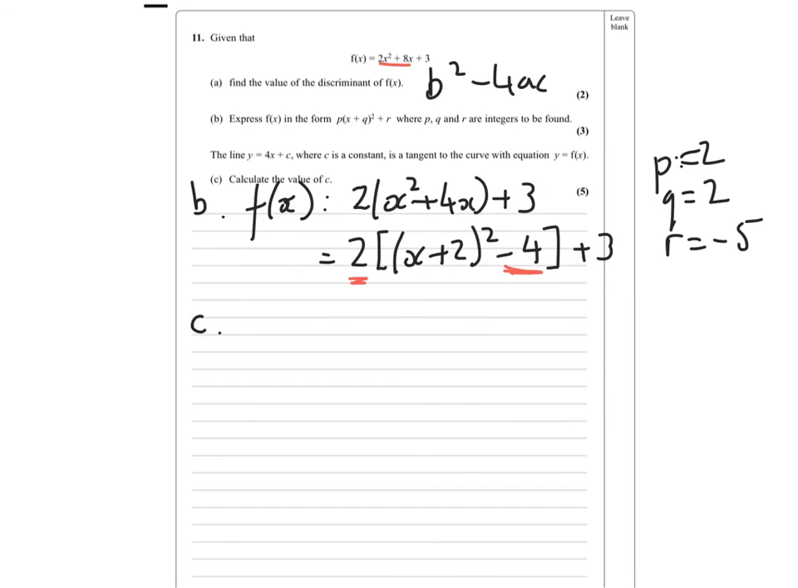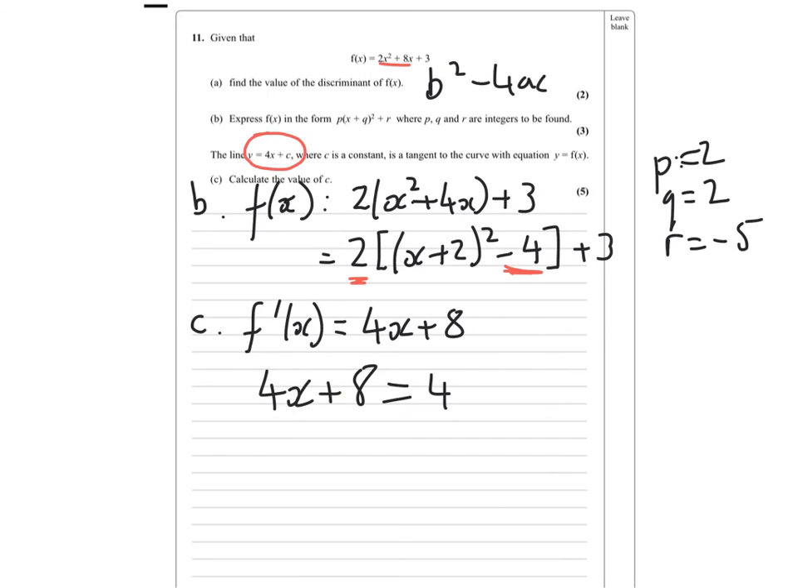Now it says the line y equals 4x plus c, where c is a constant, is a tangent to the curve with the equation. So you have got to differentiate. So you've got to find f dashed of x, because that gives you the gradient function. We end up with 4x plus 8, and you need to make that equal to 4, because it already tells us that the gradient equals 4 in here in the equation that we're given, y equals 4x plus c.